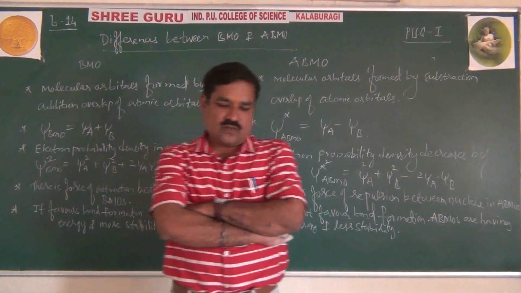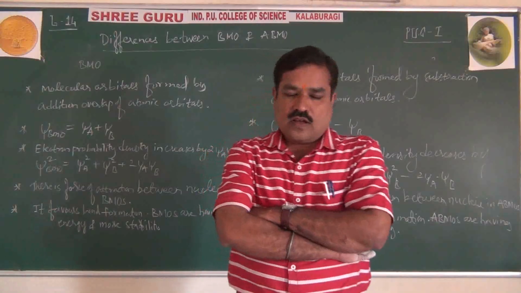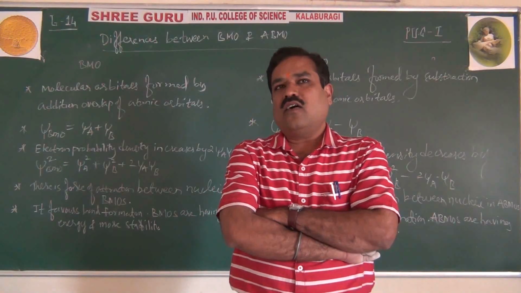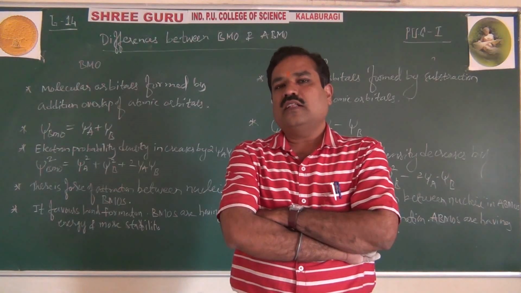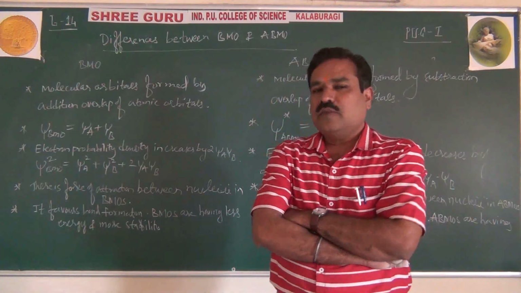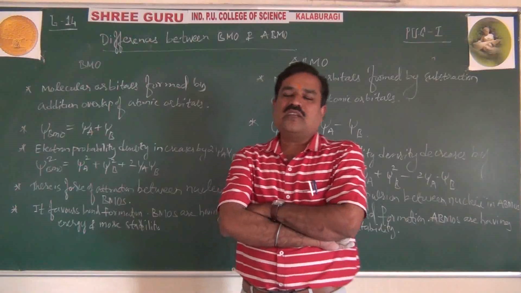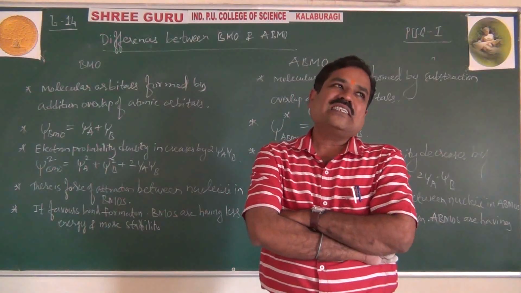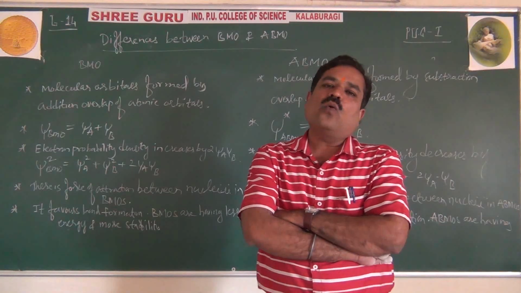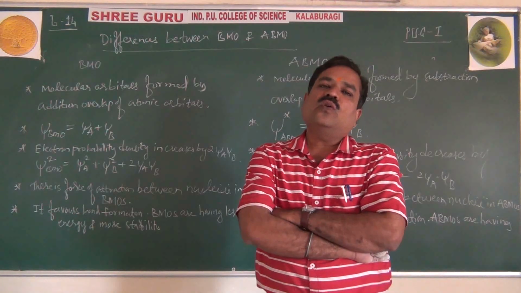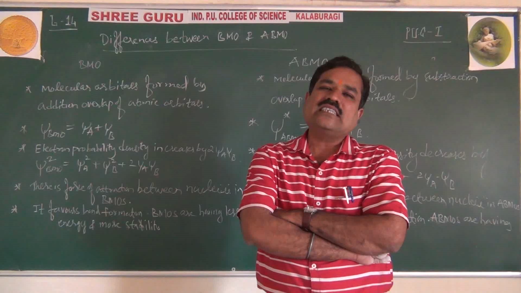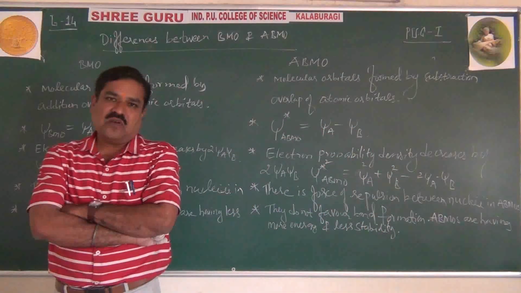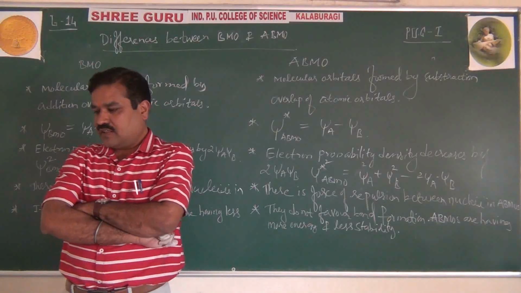So today I explained the demerits of VBT and why there is a need for molecular orbital theory. Then I explained in detail the linear combination of atomic orbitals principle, how BMO increases electron probability density and ABMO decreases it. And these are the differences between bonding and anti-bonding molecular orbitals.